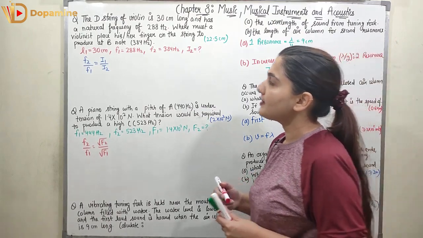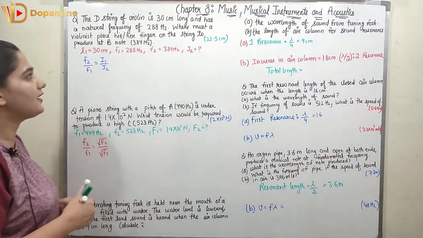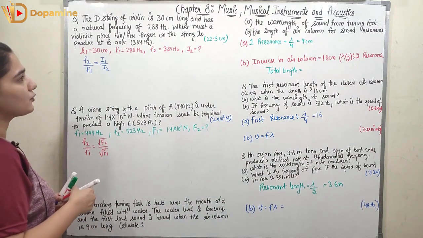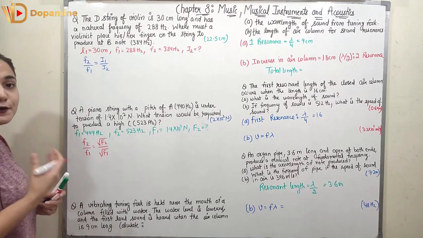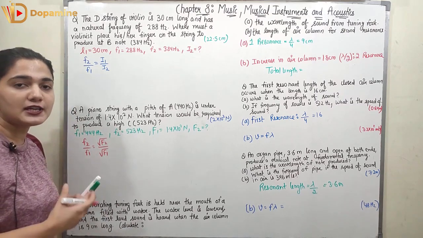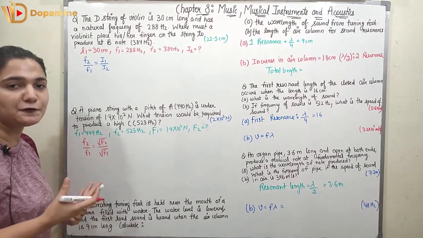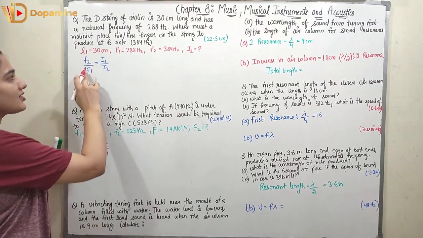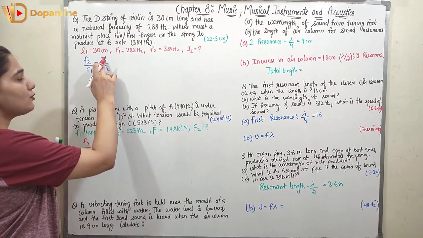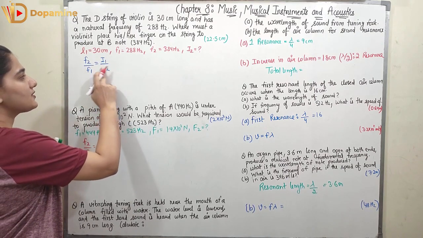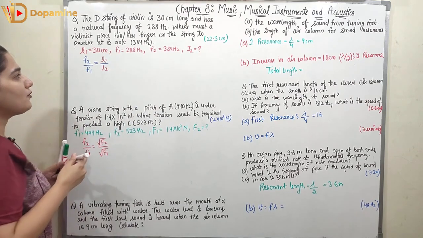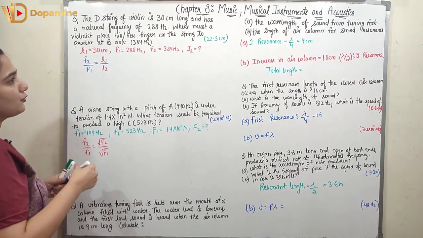Where must a violinist place his or her finger on the string so as to produce a B note? So he has to produce a B note, and we all know the relation between the frequency and the length of the string. It is inversely proportional. So I can represent this relation as F2 upon F1 is equal to L1 upon L2. Now we have to find out L2.